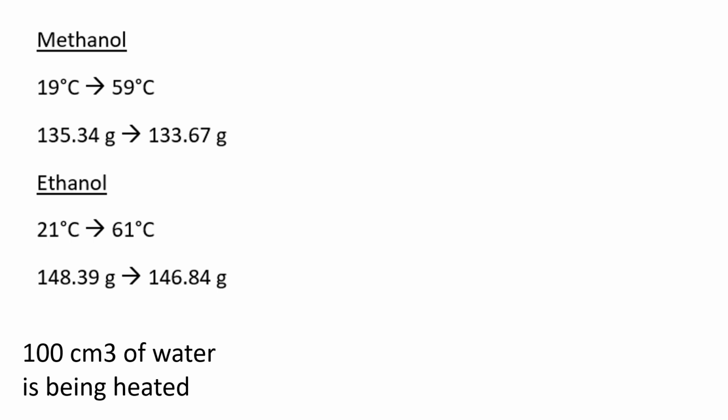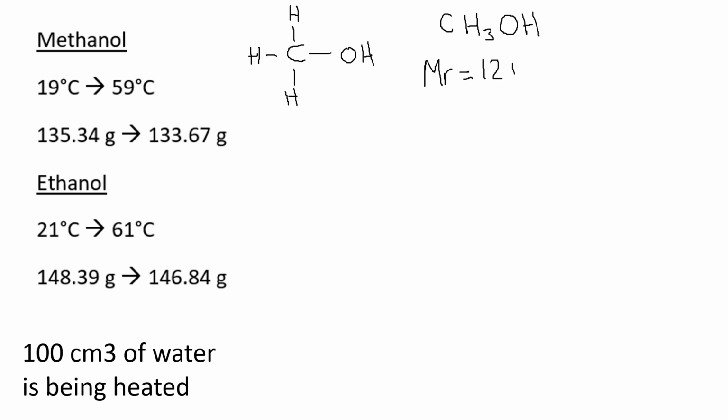Firstly, let's draw out methanol. Methanol has one carbon, it's got an OH group, and therefore it must have 3 hydrogens bonded to the carbon. So this is methanol, and its formula is CH3OH. So its molecular mass would be 12 for the carbon plus 3.03 from these 3 hydrogens plus the 16 from the oxygen plus 1.01, and that comes out as 32.04. So that's the first stage.